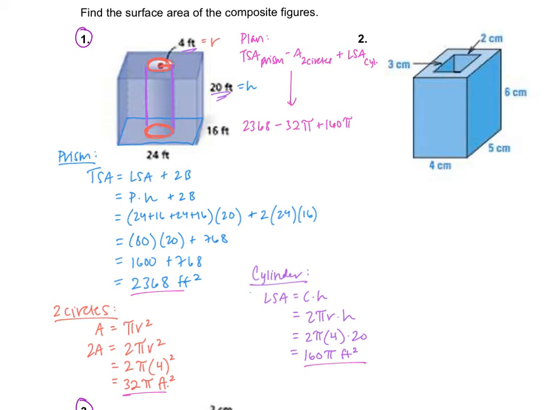If we keep going and work it down to be a little bit more exact, we could combine these 2 together. So that way we would have 2,368 plus 128 pi feet squared. So that's one answer we can get. That's really our exact answer. And then we'll find our approximate answer if we put that in the calculator.